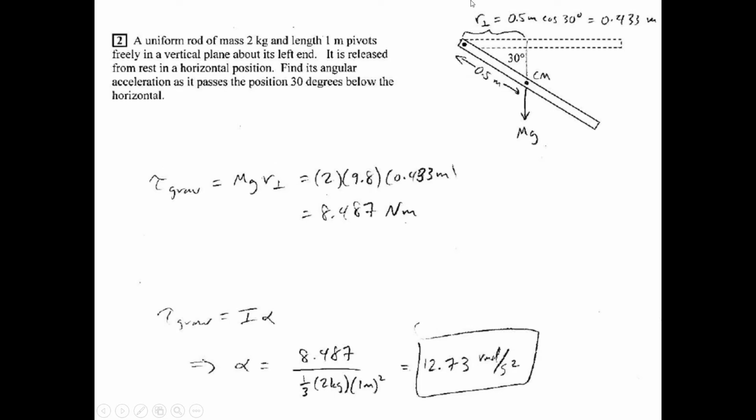Then gravity, once the bar has rotated over in this direction, gravity is trying to twist it in the opposite direction. So the torque would change sign there, and so the angular acceleration would switch directions as well. All right, that's problem 2.